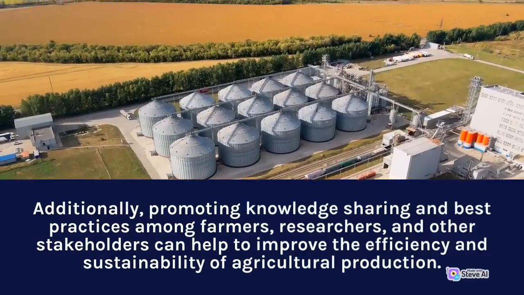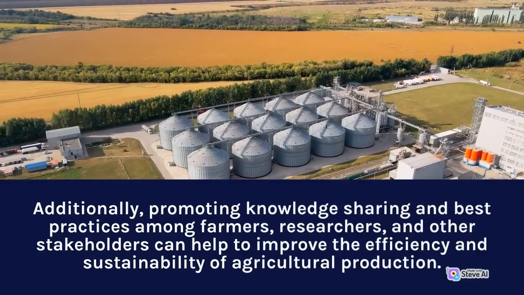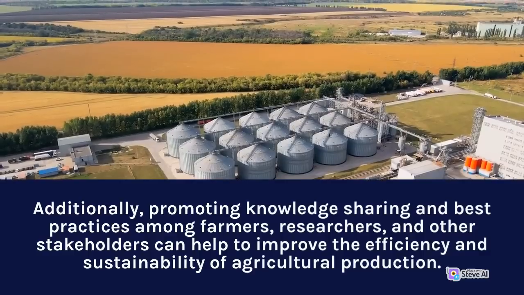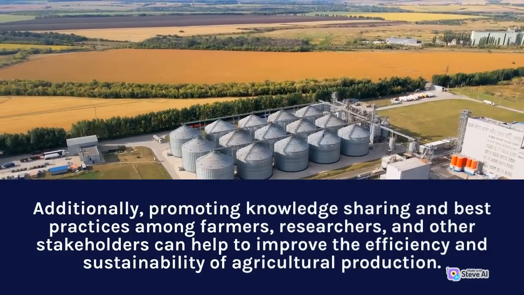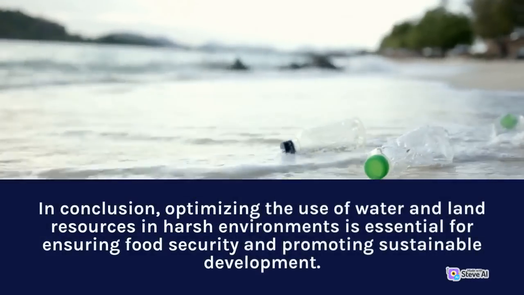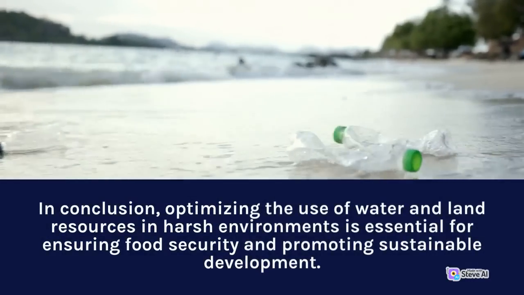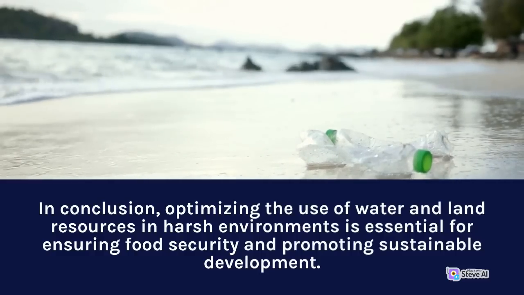Additionally, promoting knowledge sharing and best practices among farmers, researchers, and other stakeholders can help to improve the efficiency and sustainability of agricultural production. In conclusion, optimizing the use of water and land resources in harsh environments is essential for ensuring food security and promoting sustainable development.